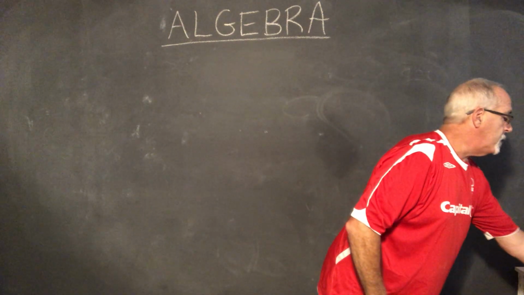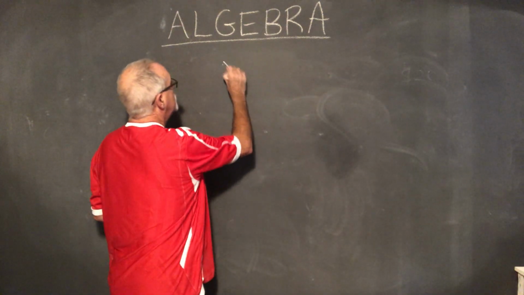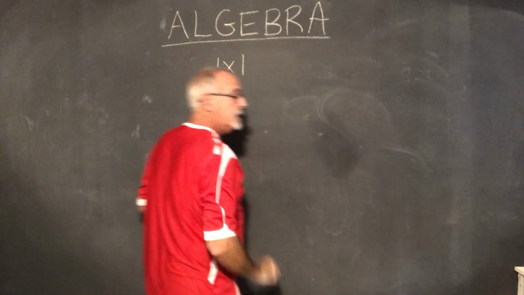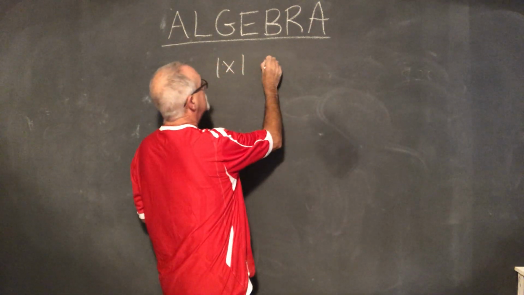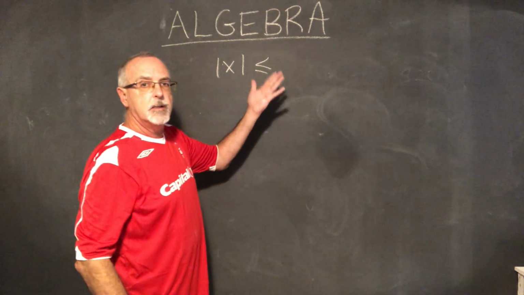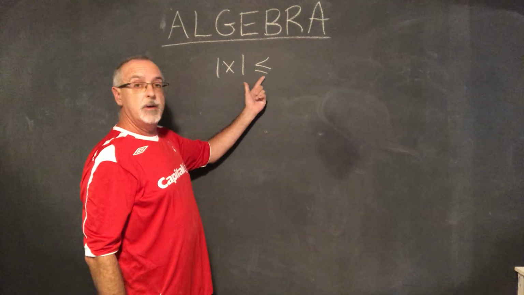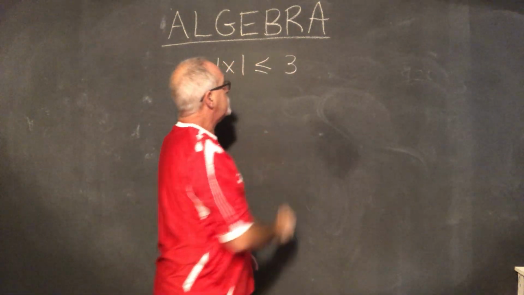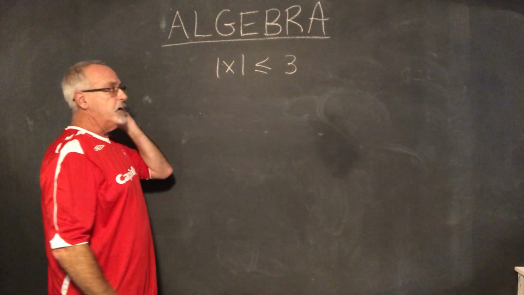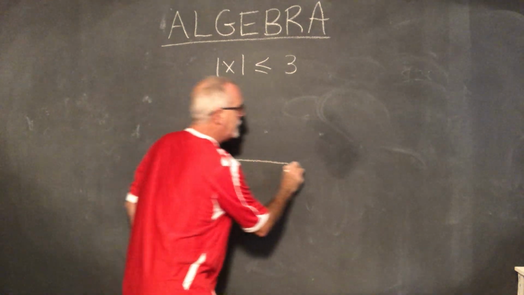The absolute value of x is less than or equal to. Less than or equal to. So now we have less than instead of greater than, but we also have the or equal to. And the number that's on the other side is 3. I want to graph this. I will graph it. I'm going to even get a number line ready.